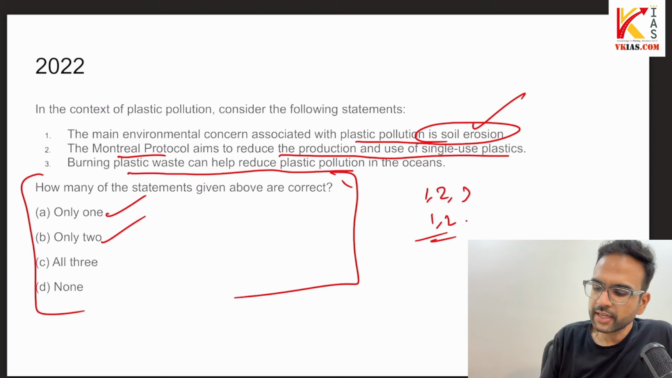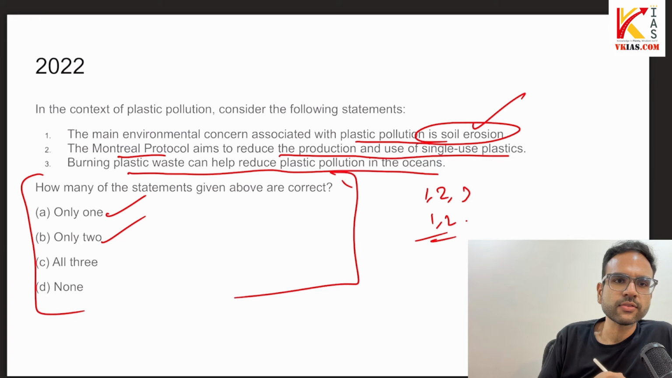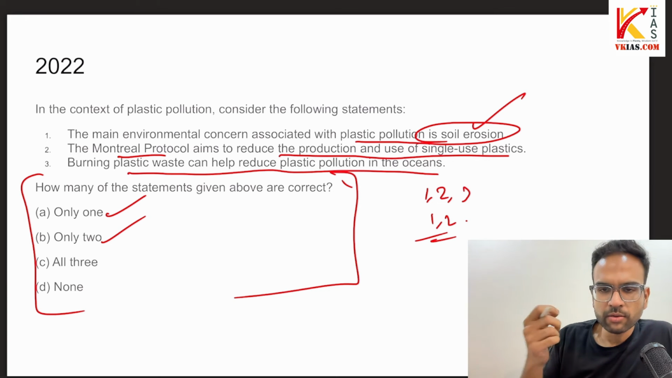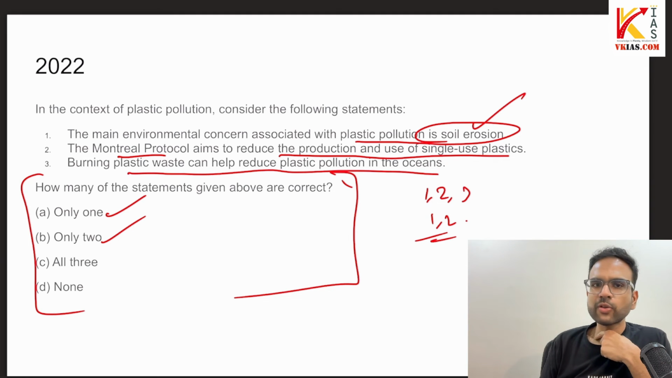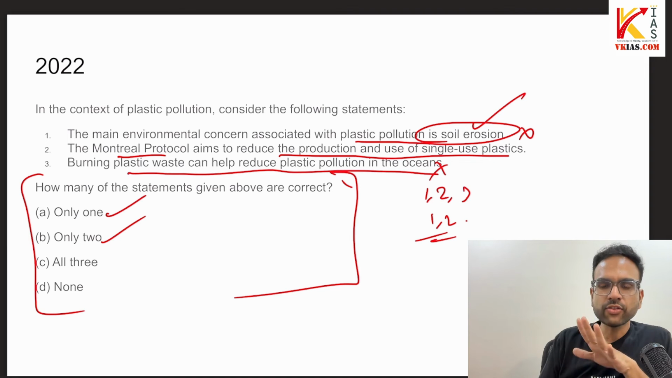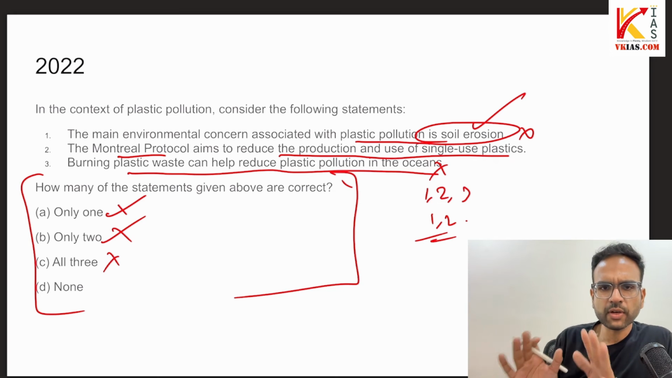Burning plastic waste can help reduce plastic pollution. How is it going to help? Not really, right? Is it the way we address plastic waste? Can you burn microplastics? Can you even capture all the microplastics that are produced? Not really. So how is that a solution? So for a fact, you know that two statements are at least wrong. So you cannot have only 2 and only 3 as an option, even if this is the question that was asked.